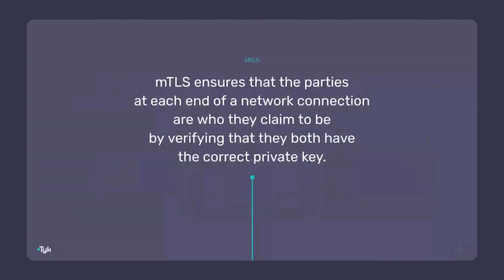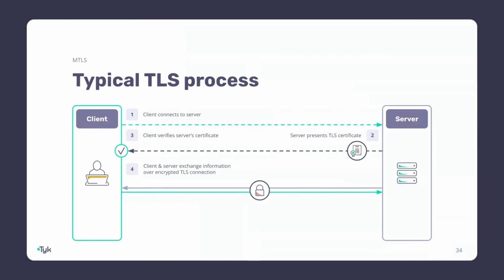Now that we've got TLS, what is mTLS? mTLS, or mutual TLS, ensures that the parties at each end of a network connection, your client and your server, are who they claim to be by verifying that they both have the correct private key. So in TLS, it's typically the client requesting who verifies the server's certificate, and the server is the one presenting the TLS certificate. With mTLS, it's essentially a two-way process where both the client and the server do this.